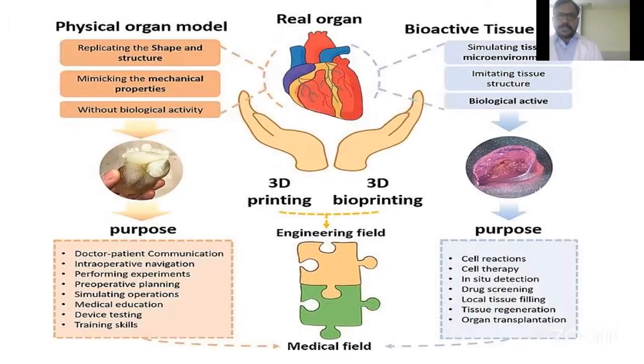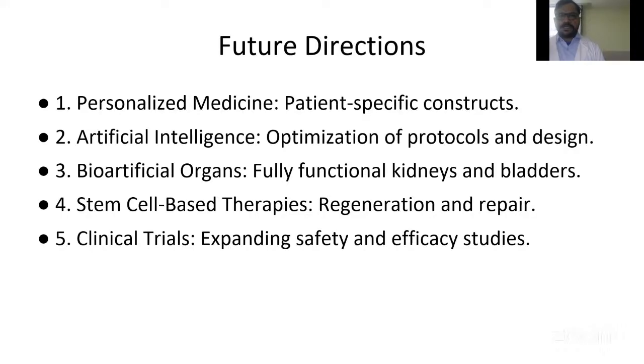This is a diagram showing physical organ models and bioreactive tissue models, 3D printing and 3D bioprinting. The purposes are cell reaction, cell therapy, in situ detection, drug screening, local tissue filling, tissue regeneration, and organ transplantation. In future, personalized medicine, artificial intelligence, artificial organs, stem cell based therapies and clinical trials are future uses of tissue engineering.